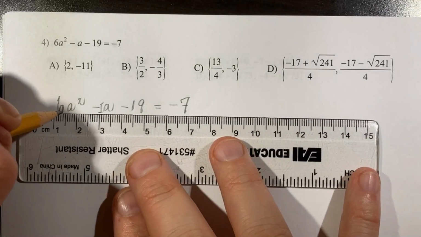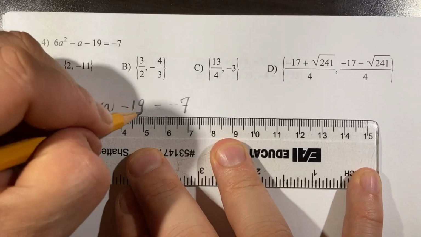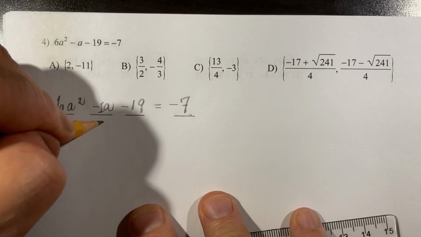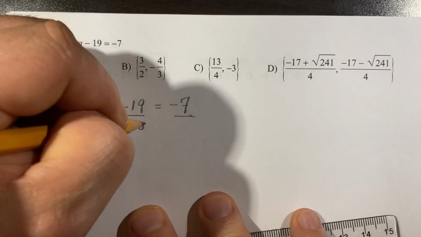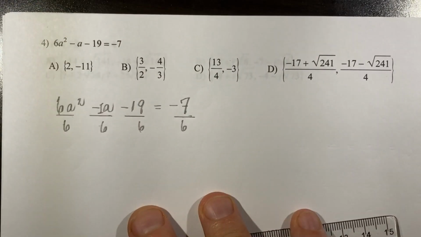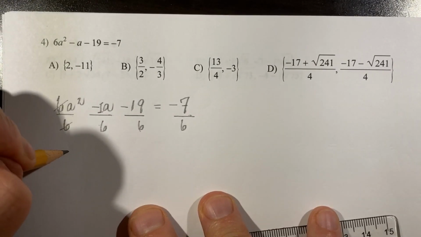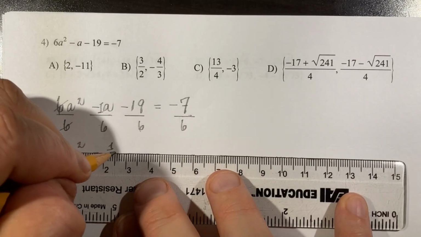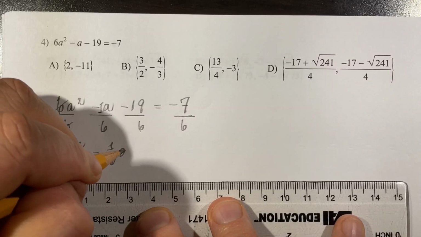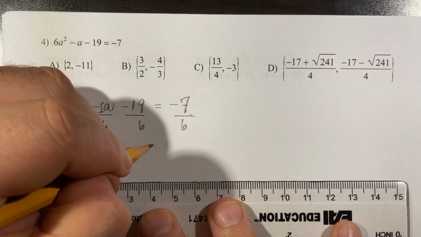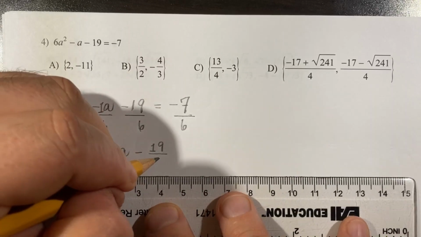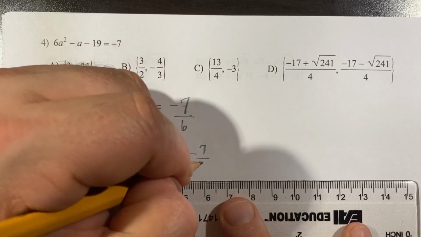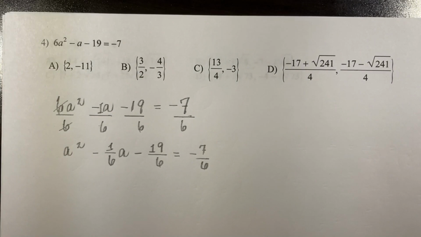And so the very first step is to divide every term by 6, so that we can get the leading coefficient to be 1. Cancel, cancel. So we have a squared minus 1 over 6a minus 19 over 6 equals -7 over 6. Okay, we're on our way.